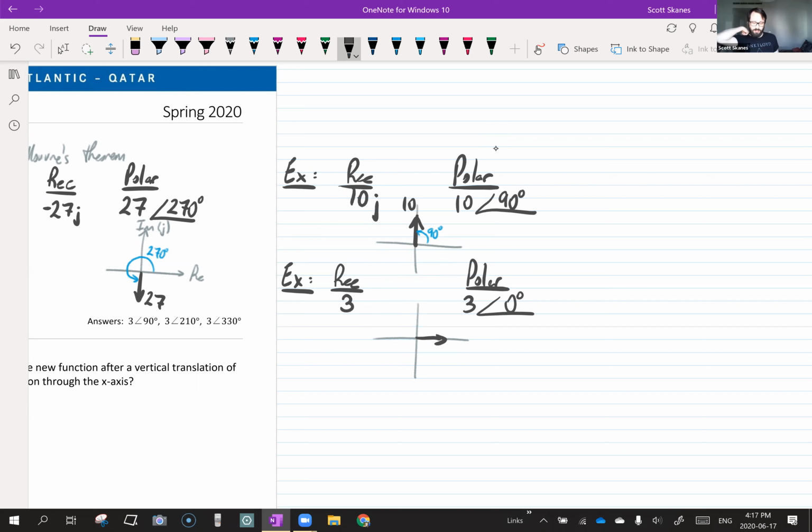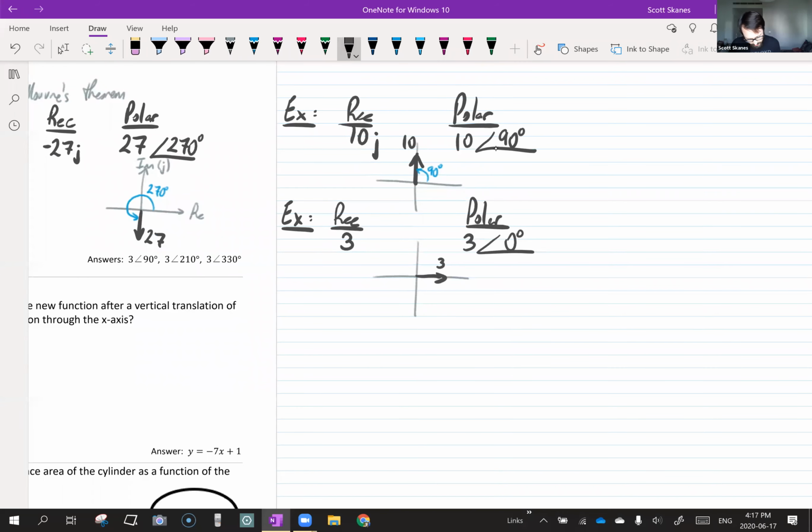The angle is 0. Nothing else to do. That's just the number 3, 0 degrees. There's only one other case that you could get. Again, I'm telling you, I'm not going to give you something that needs tan. So what is the missing case?